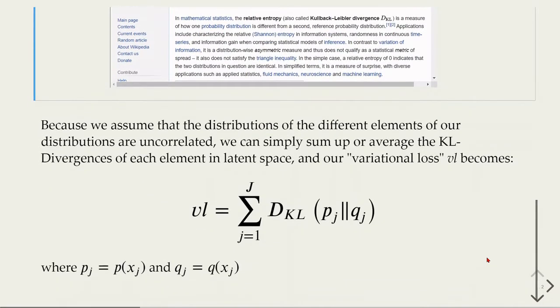Because we assume that the distributions of the different elements of our distributions are uncorrelated, we can simply sum up or average the Kullback-Leibler divergence of each element in the latent space, and our variational loss VL becomes this equation here, where P of j is the probability P and Q of j is the probability Q.